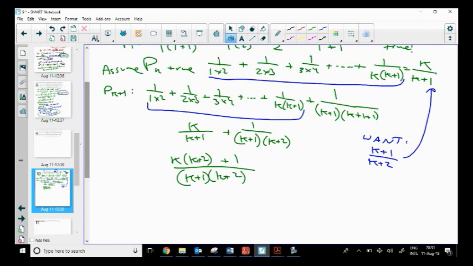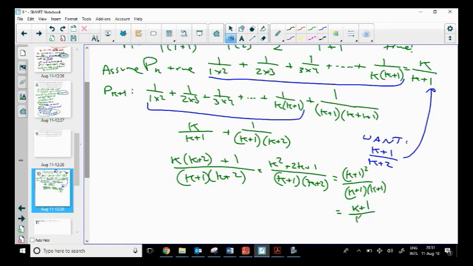And then let's see, what is this going to be equal to? Well, the numerator is going to be k squared plus 2k plus 1 over k plus 1 times k plus 2. And you know what? That numerator is factorable. That's equal to k plus 1 squared, which means that I can cancel out one of the k plus 1s, and there it is.